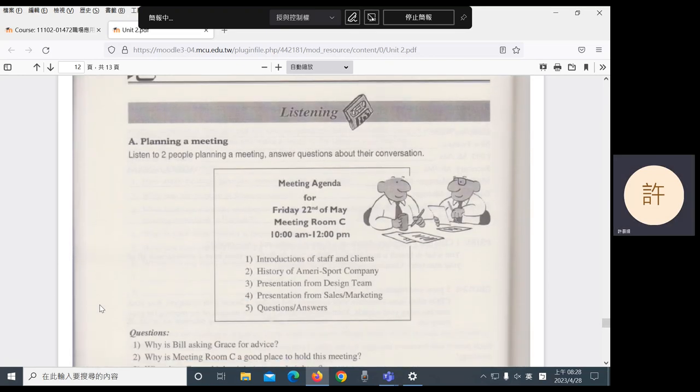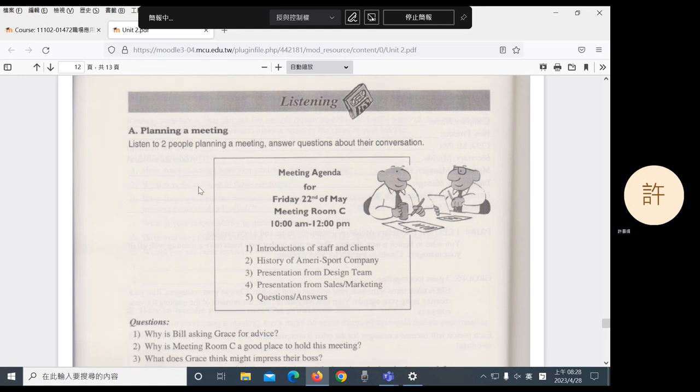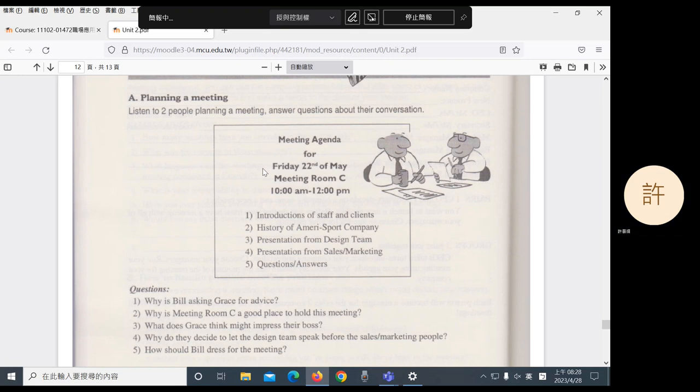Okay, let's do some listening practice. So for part A, first let's look at the information and the questions. Two people planning a meeting. Here we have a meeting agenda. Date, place, time, and then five items. Introductions of staff and clients, 员工与顾客介绍, 客户介绍. History of Amerisport Company, 公司历史. Presentation from design team, 设计团队. Presentation from sales marketing, 广告行销. Questions, answers.